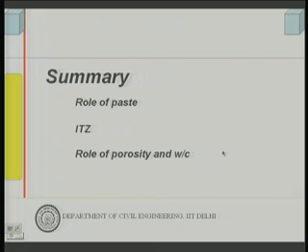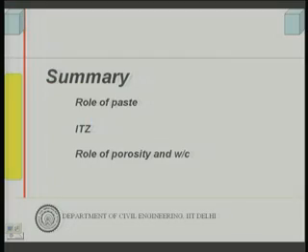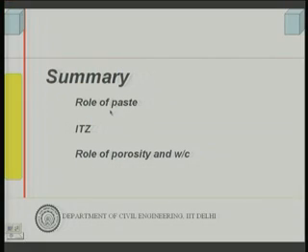So, if we summarize today's discussion, we discussed the role of concrete strength. First we looked into the role of paste, the role of ITZ, then the role of porosity, and today from fundamentals we went a little bit beyond, and we looked into the role of aggregates, mainly compaction, etcetera. But still, fundamentally, it is porosity and pore sizes that finally govern the strength of concrete, and that is controlled by both ITZ characteristics and bulk paste porosity, and that is mainly controlled by water cement ratio.